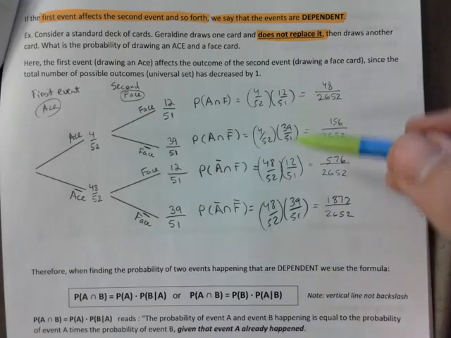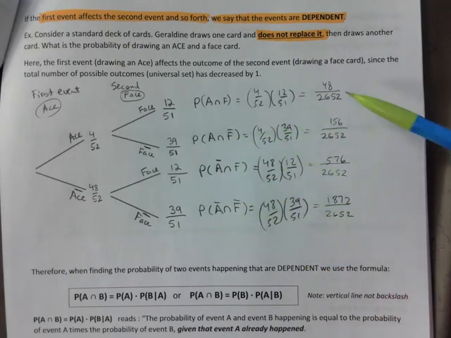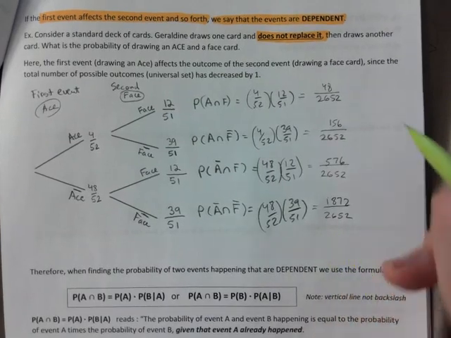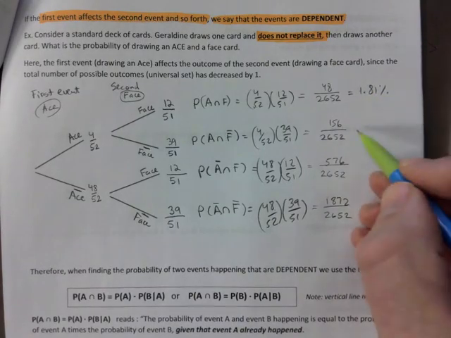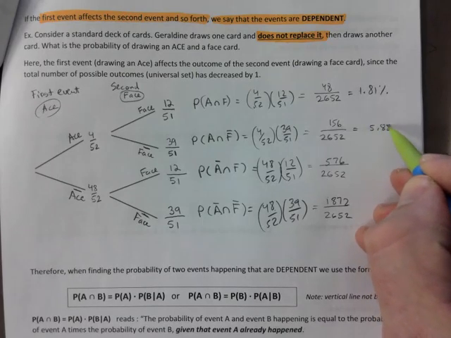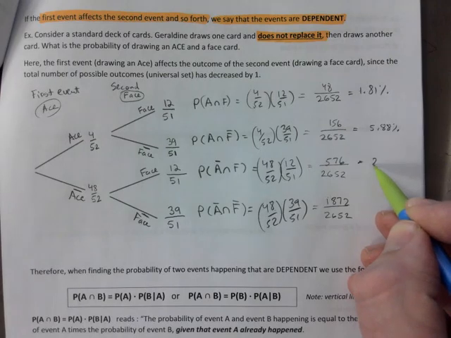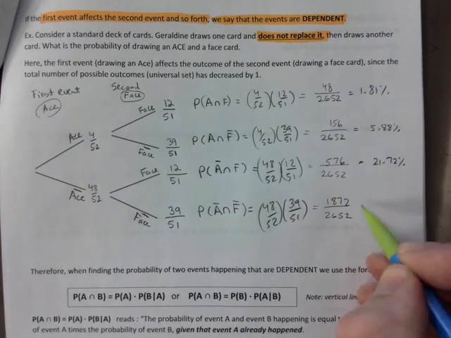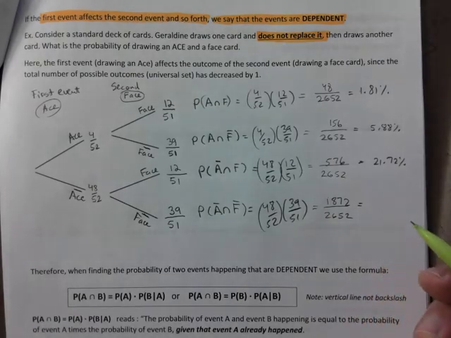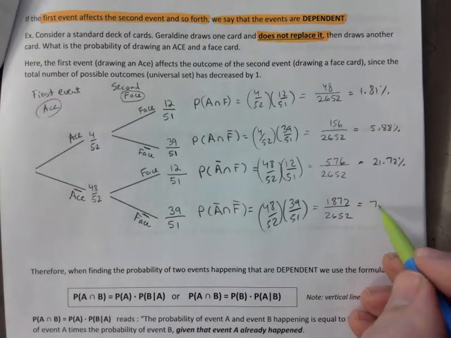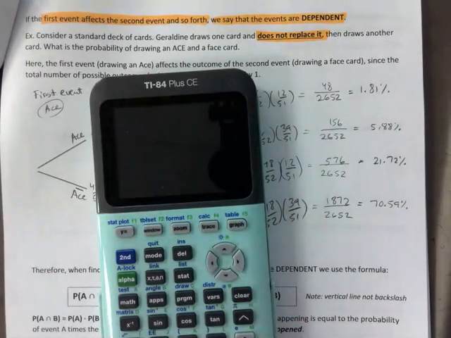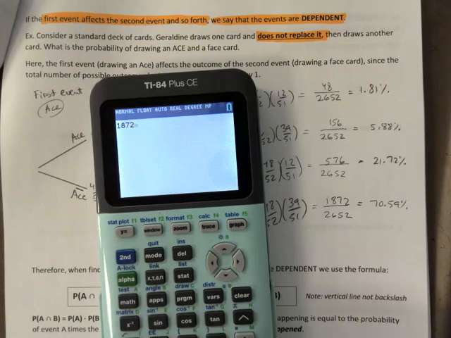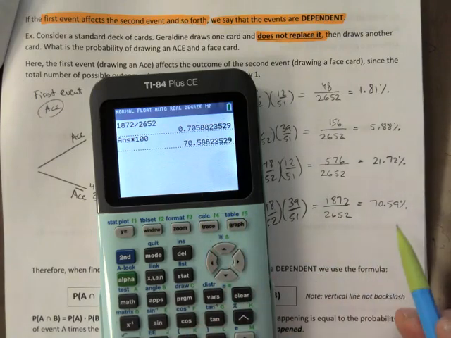So here you have the outcomes listed with their probabilities. Hold on. I already turned this into a decimal. This one is 1.81%. This one is 5.88%. This one is 21.72%. And the last one is 70.59%. Because you're wondering, every time I just divided them: I went 1872 divided by 2652, and I multiplied that by 100 to give me that percentage.